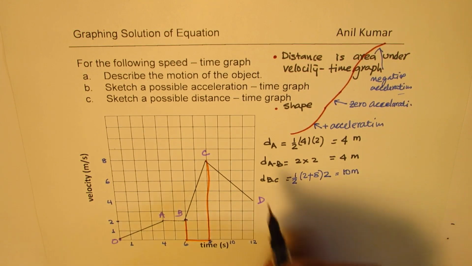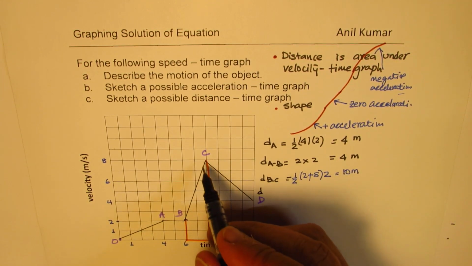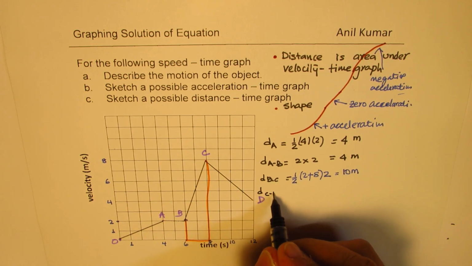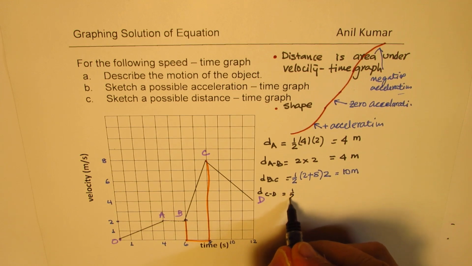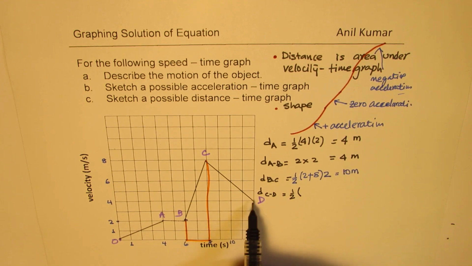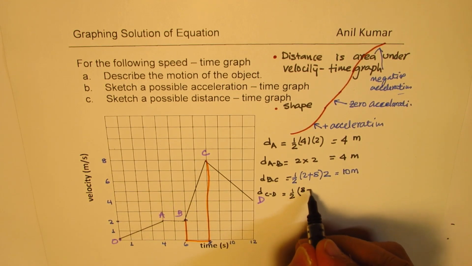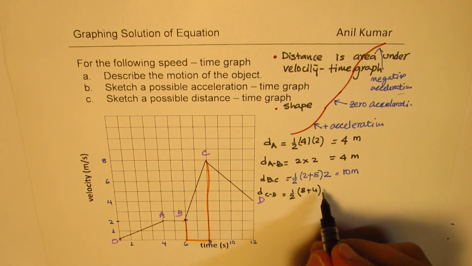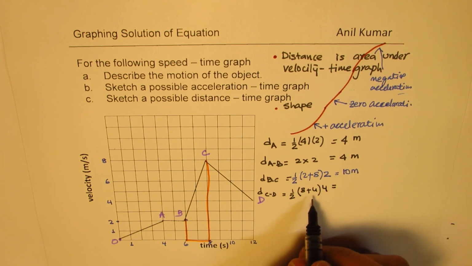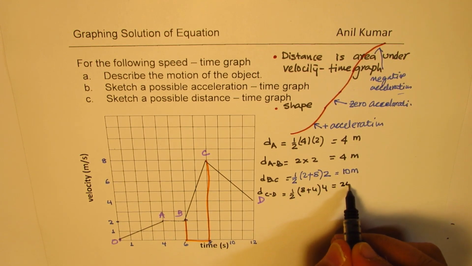And now let us calculate the distance which it increases from C to D. C to D is also a trapezoid, so that will be half of parallel sides 8 plus this is 4, times the distance between them of 4 units. So that means 8 plus 4 is 12 times 2, 24 meters.